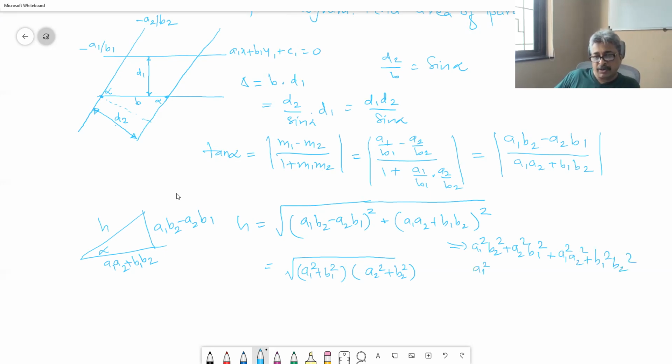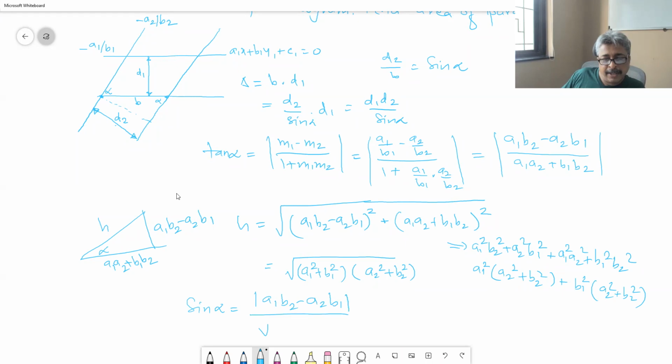Now if we take a1 square common, we get a2 square plus b2 square, and then b1 square common, then a2 square plus b2 square. That is the factorization, and therefore your sine alpha is equal to the absolute value of a1 b2 minus a2 b1 upon radical a1 square plus b1 square into a2 square plus b2 square.